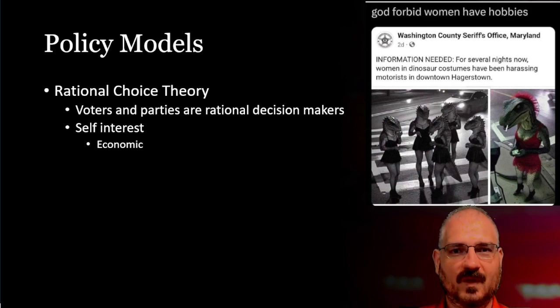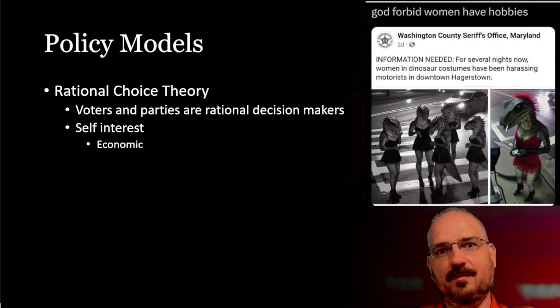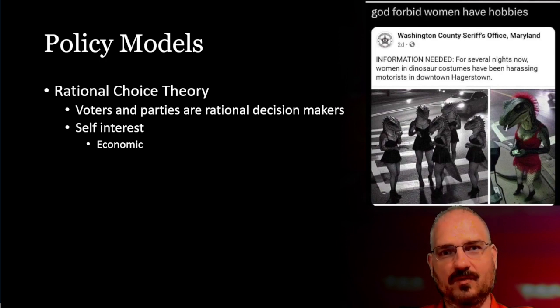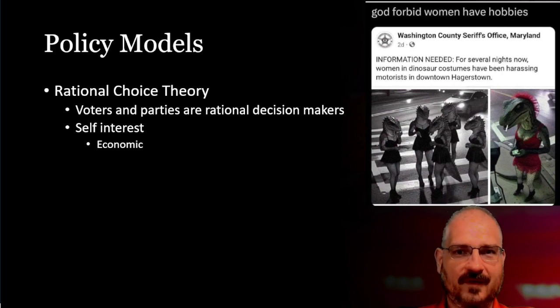Kind of everything we do, from choosing who to vote for to choosing what policies to advocate, is a rational choice based on our own self-interest. And that self-interest is usually economic, i.e. what's going to make me the most money. So if I'm a billionaire, of course my self-interest is in lower taxes. If I'm a poor working class person, my self-interest is going to be strong unions.